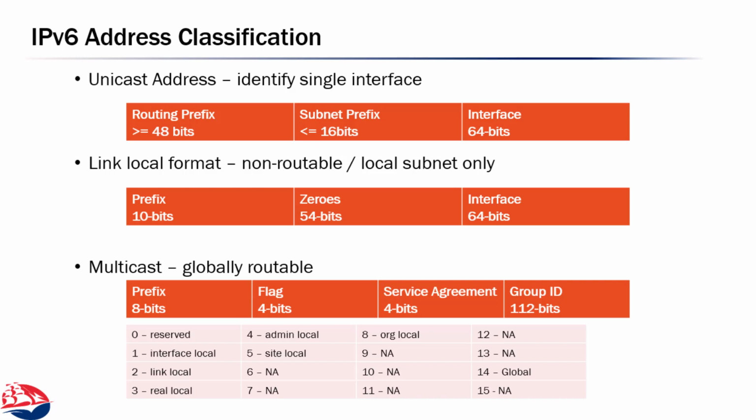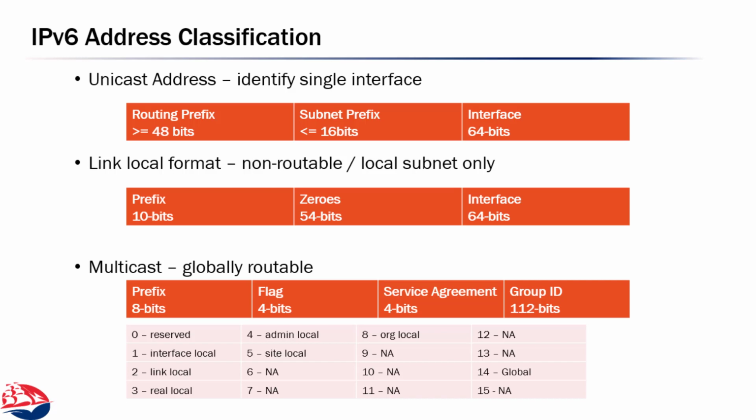We can have a link local, and so this is going to be that FE80 and a bunch of zeros. That's the link local format, and then we can have an interface address of 64 bits. And then with multicast, we create a special address that has a prefix, a flag, and a service agreement. And then we pick a 112-bit long group ID. And the odds of picking the same group ID are 1 in 2 to the 112. Like, good luck picking the same group ID as somebody else.